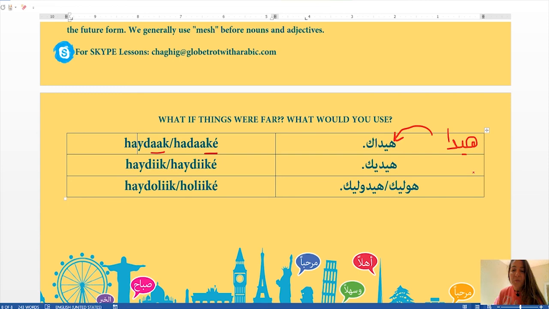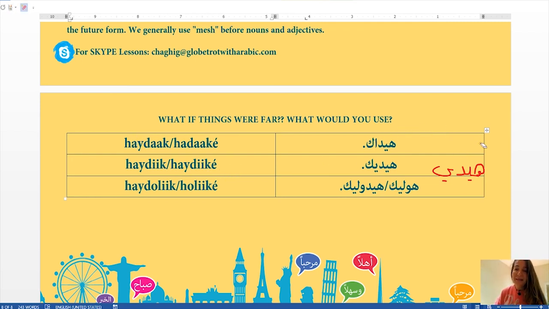The feminine form of this, we said already, is haydi. But if we want to say that in the feminine form, it is haydik, pronounced haydik or haydike. The meaning doesn't change, it's exactly the same, haydik or haydike. For example, haydik binet, that is a girl, or haydike binet, that is a girl.